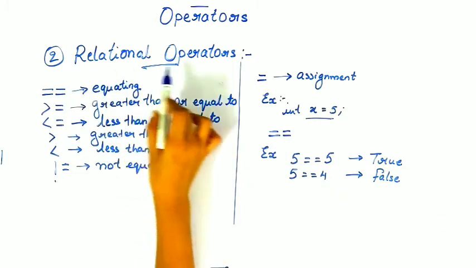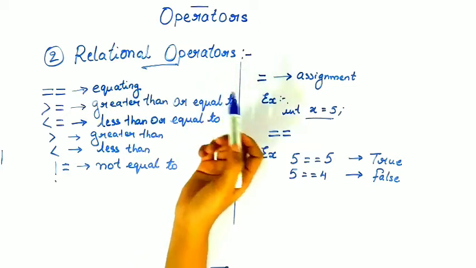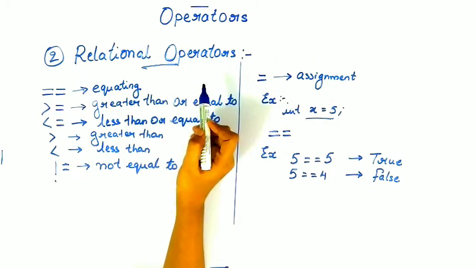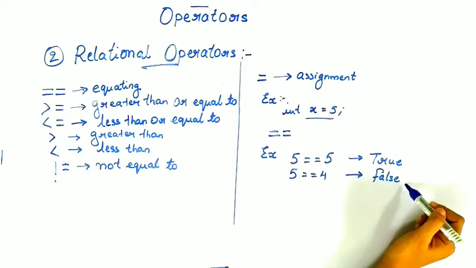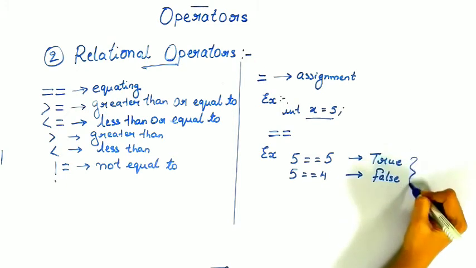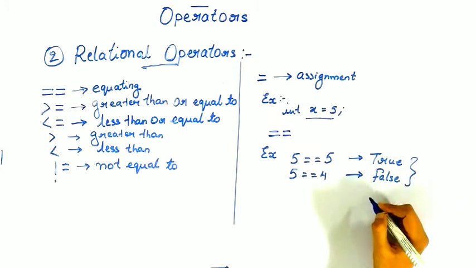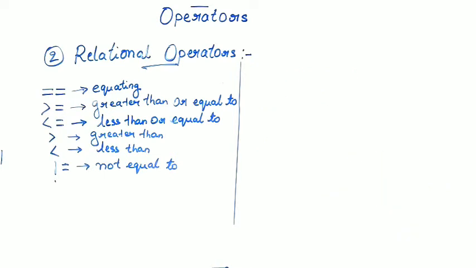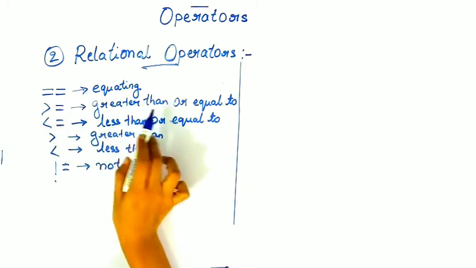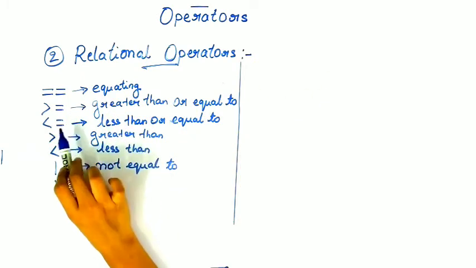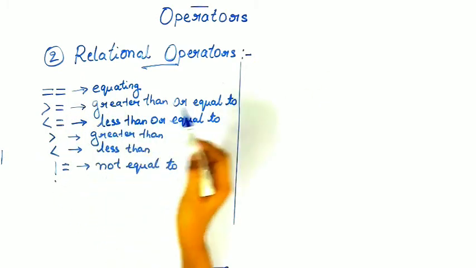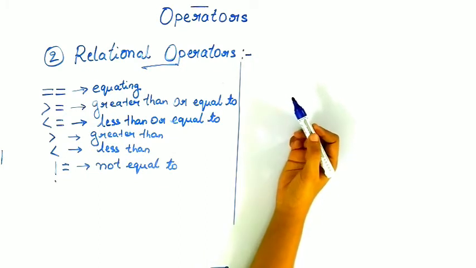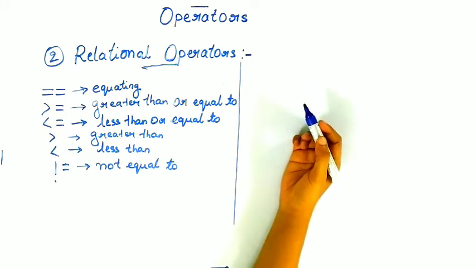So, these relational operators will always return you the value in the form of either true or false. These values are also called the Boolean values, that is either true or false. The second is greater than or equal to. This greater than or equal to operator will compare any two entities and return the value either true or false.